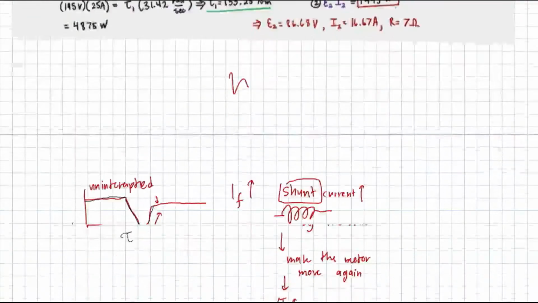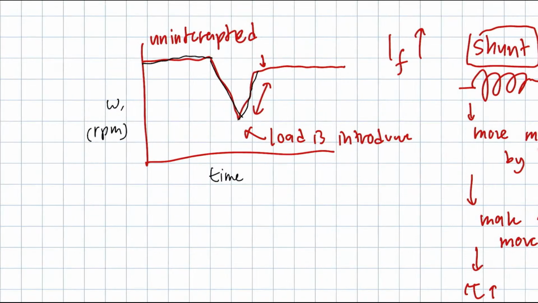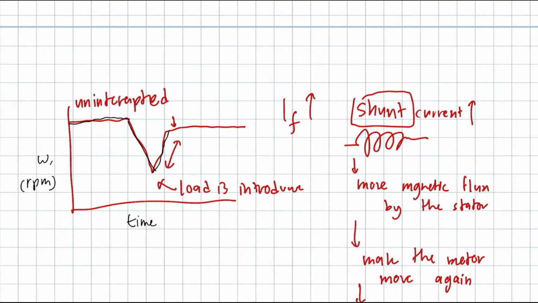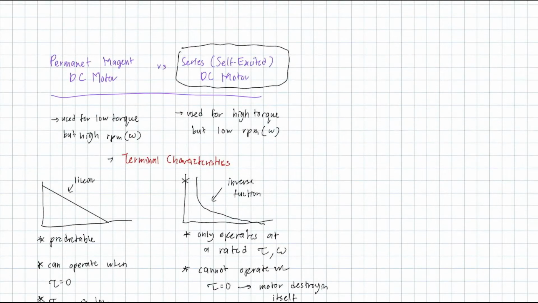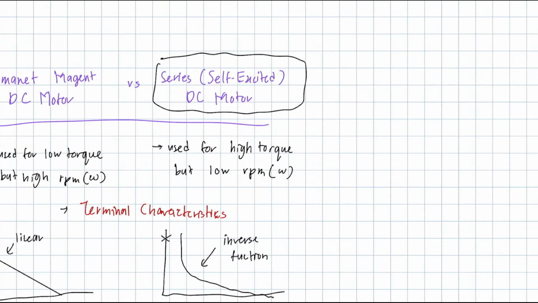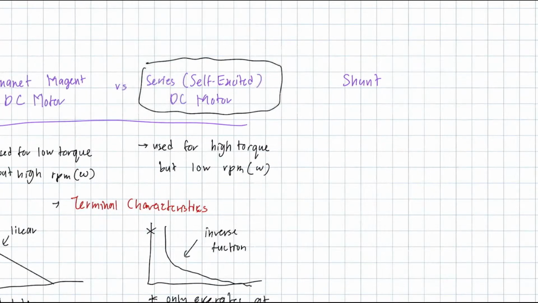Tadi ada silap sikit. Ini bukan T, bukan talk, ni time. Overtime. Ini angular velocity. Okay, so kalau tak ada, kita teruskan. Oh, satu nak tambah. Ini series kan. Kalau shunt, self excited DC motor.